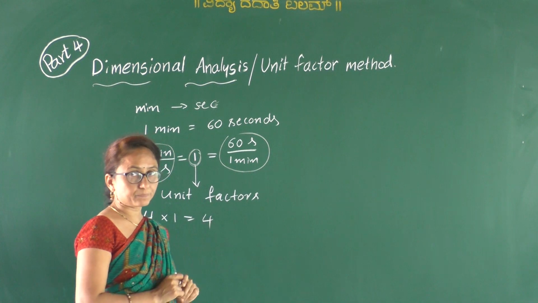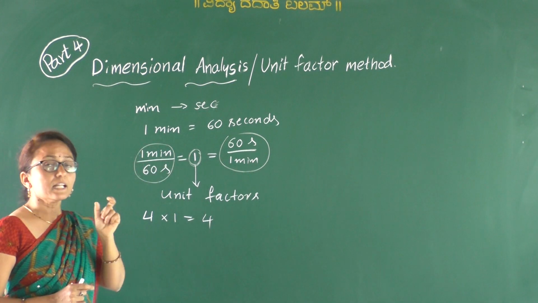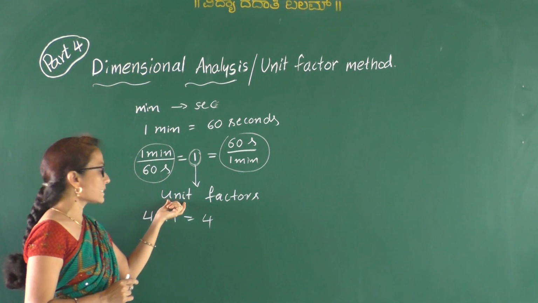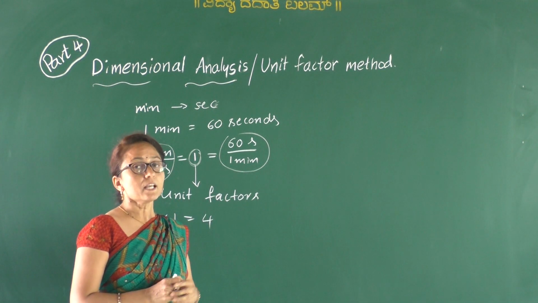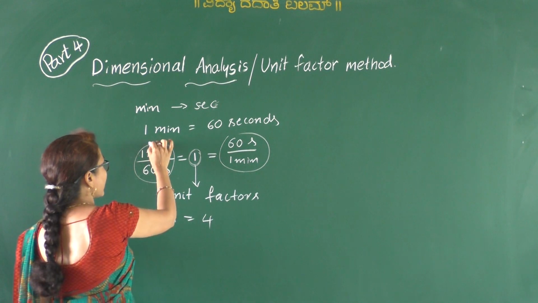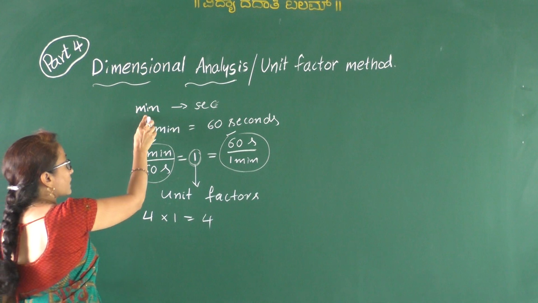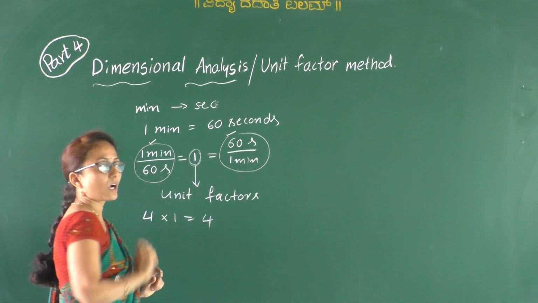Unit factor. So in dimensional analysis, the given value is multiplied by this unit factor, then we get the desired value. While selecting the unit factor, you have to take either this one or this one. Okay. So if we have to convert minute to second, which unit factor should we select?